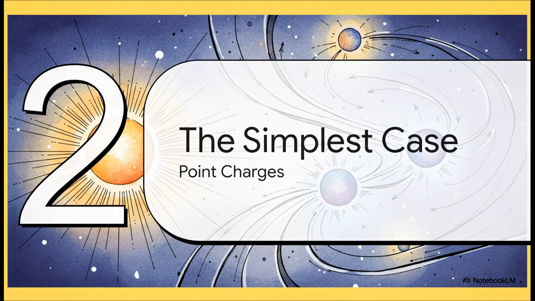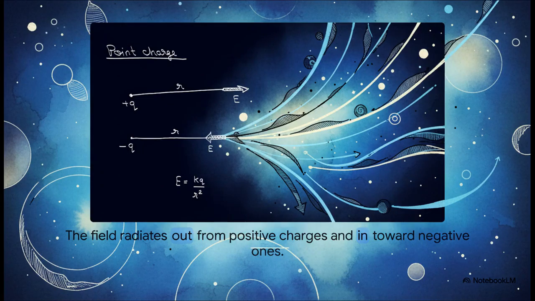Right, so to understand the fields from all these big, complicated objects, we have to start with the most basic case there is, the field from one single solitary point charge. And this is it. It's actually beautiful, right? For a positive charge, the field lines just radiate straight out in all directions, kind of like rays from the sun. For a negative charge, they all point straight in. And the strength of this field follows a really simple rule. E equals K times Q divided by R squared. Now that R squared part is super important. It means the field gets weaker really fast the further you get from the charge. We call that an inverse square law.